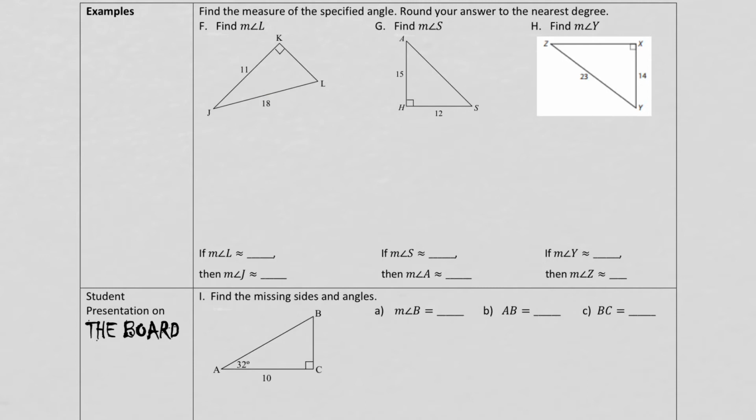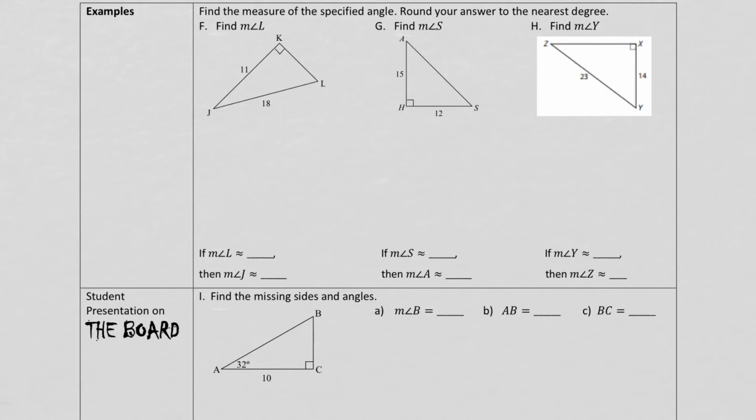Okay, next, for examples F, G, and H, we want to find the measure of the specified angle and then round to the nearest degree. So example F, I want to find the measure of angle L. So I'm looking for this angle here, angle L. I'll leave it as angle L for now. In this case, I'm going to choose first an angle to work off of, and because I'm using angle L, I'll just choose that.